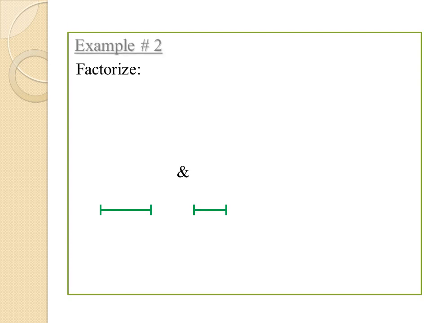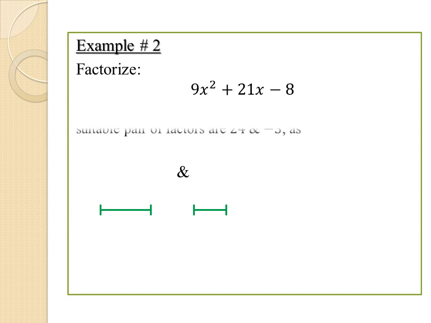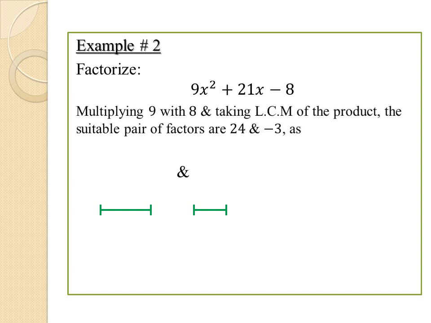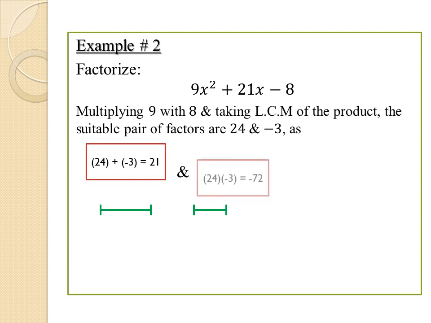Example number 2 is related to type number 2, which is factorize 9x square plus 21x minus 8. Now in order to solve the question of this type, multiply 9 with 8 and take the LCM of the product. The suitable factors will be 24 and minus 3, because if we add 24 and minus 3, we will get the middle term, and if we multiply them, we will get the product of the first and last coefficient.